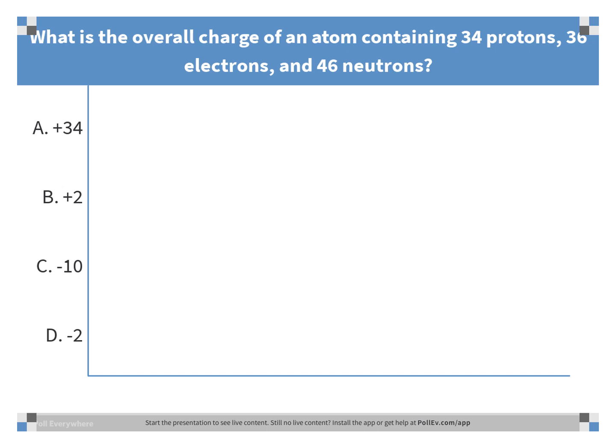The correct answer is D, minus 2. We would take the 34 protons and subtract the 36 electrons to get minus 2. The number of neutrons is irrelevant because they do not contribute to the charge.